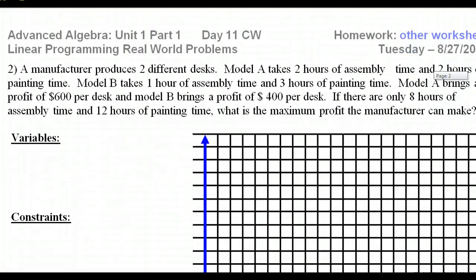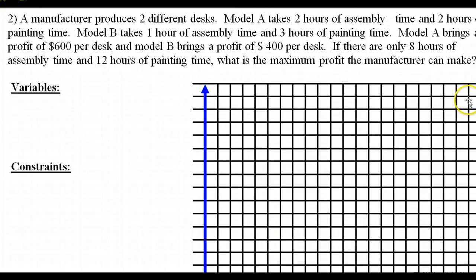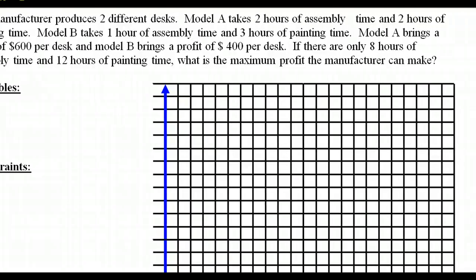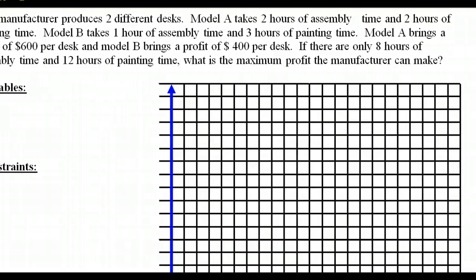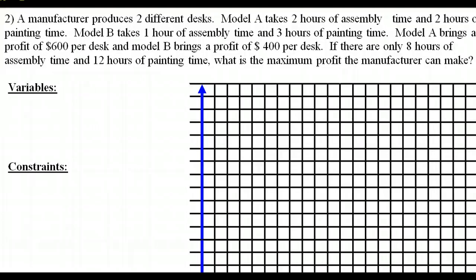Okay. That was number 1. Let's look at number 2. All right, desks. 2 different kinds of desks. What's the maximum profit he can make? Okay, hold on. So it's saying what's the maximum profit he can make. That's something we always answer anyway.